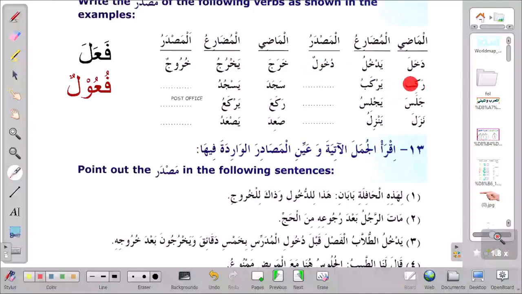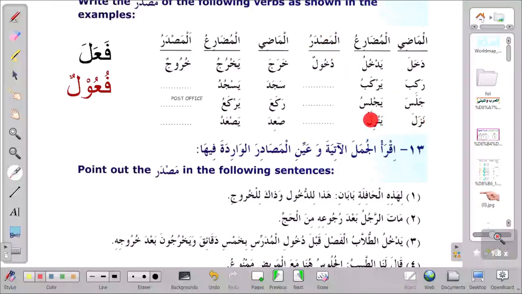So, rakiba, he rode. Yarkabu, he is riding. Rukubun, you see, on this pattern. Rukubun, riding. So jalasa, he sat. Yajlisu, he is sitting. Julusun, sitting. So it's a noun. Sitting is a noun. The word sitting is a noun. So I can say, I don't like sitting. I hope that is clear. We call it verbal noun in English. In Arabic, we say masdar.